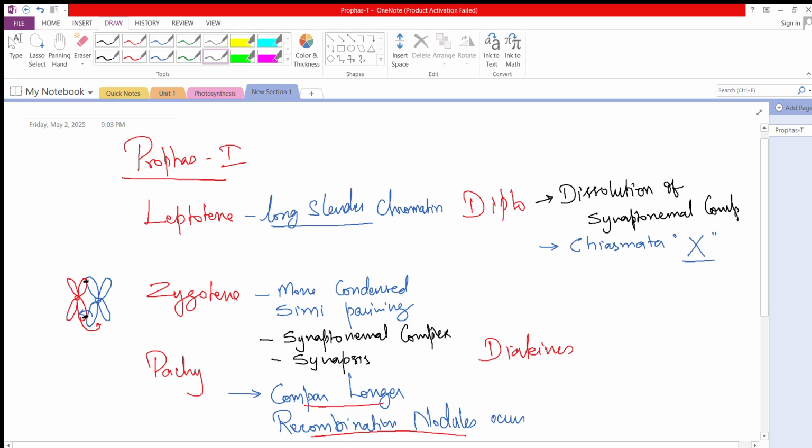The upper segment has not done any crossing over. So that part will come out. That part will open. Whereas the part where exchange has happened, that part alone will remain. The lower part, this part alone will remain as it is. This is what we say X-shaped structure.